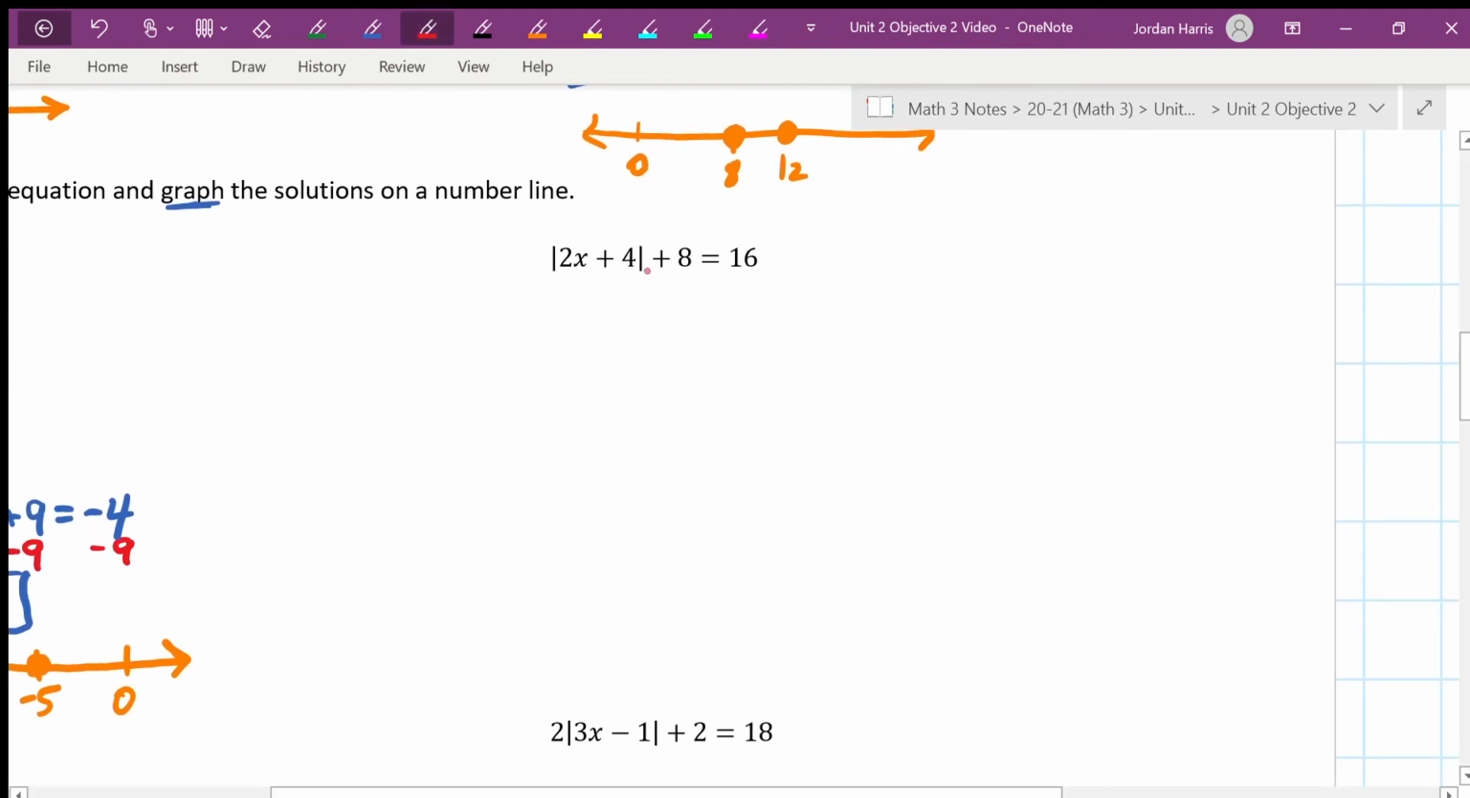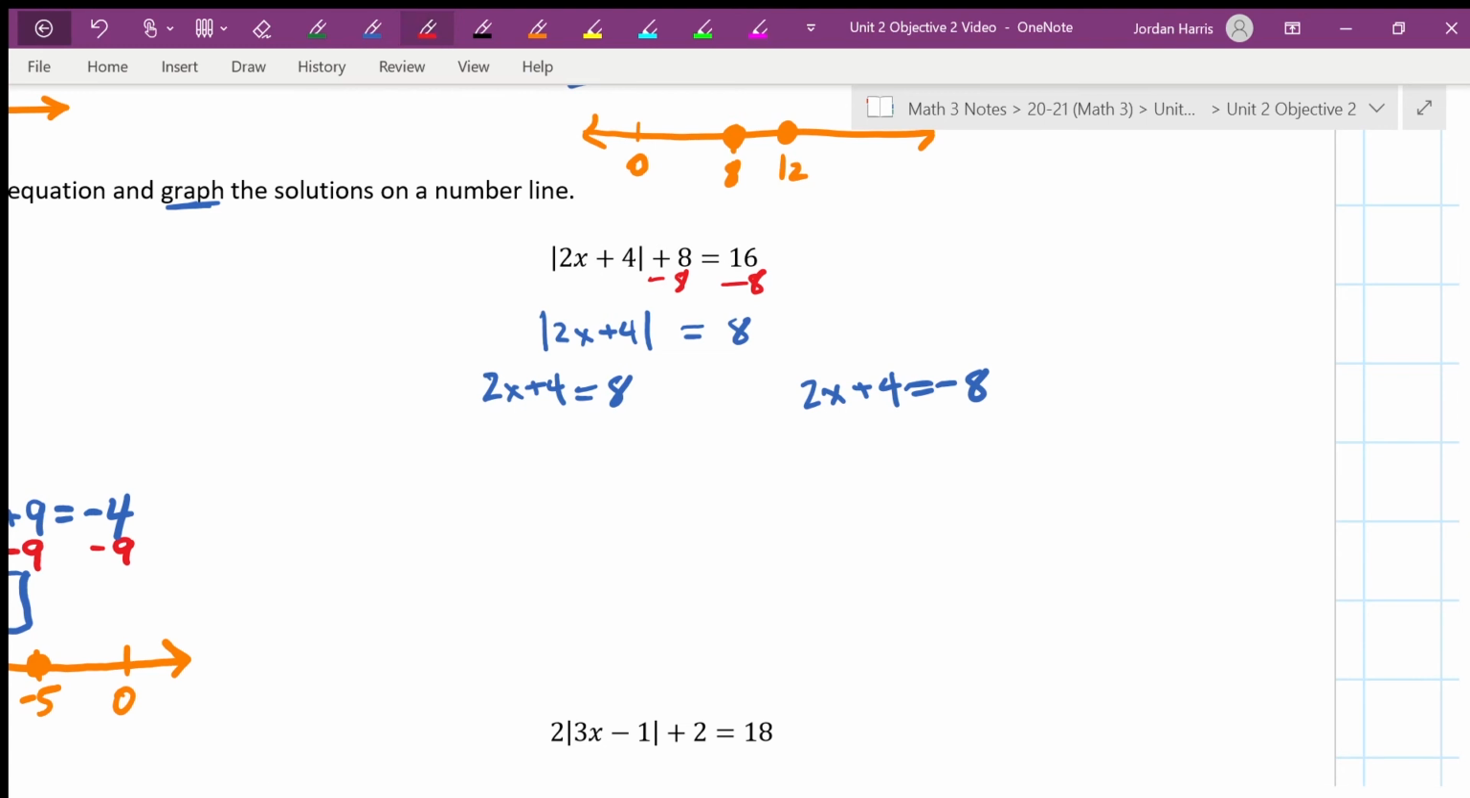Next, we need to get the absolute value by itself. So I'm going to subtract 8. 2x plus 4 equals 8. Now that the absolute value is by itself, set up our two equations. So now we're going to have a little bit more to do with our two equations, but same exact idea. Make sure it's one positive 8, one negative 8. So I'll subtract 4.